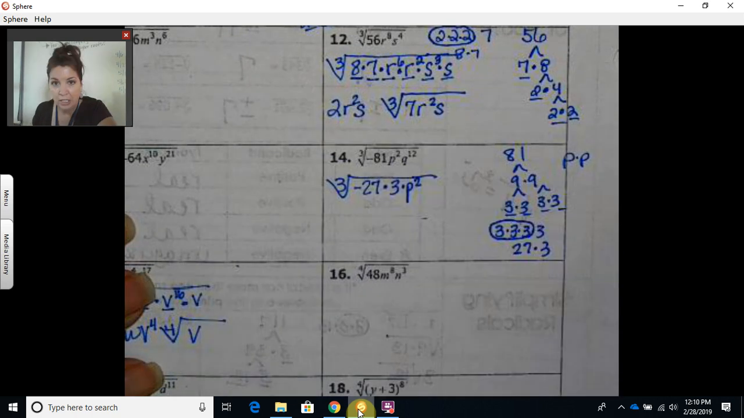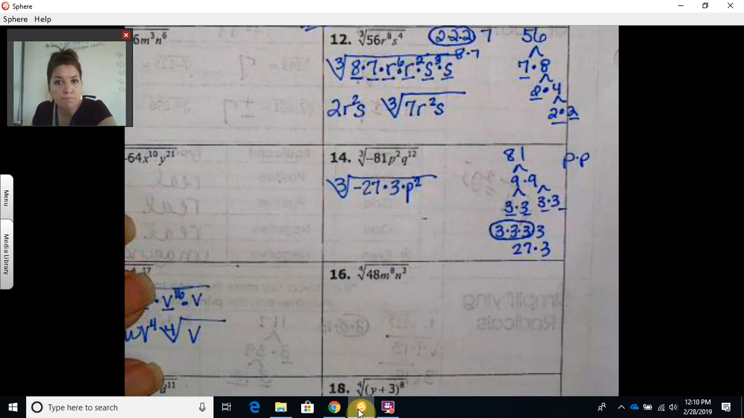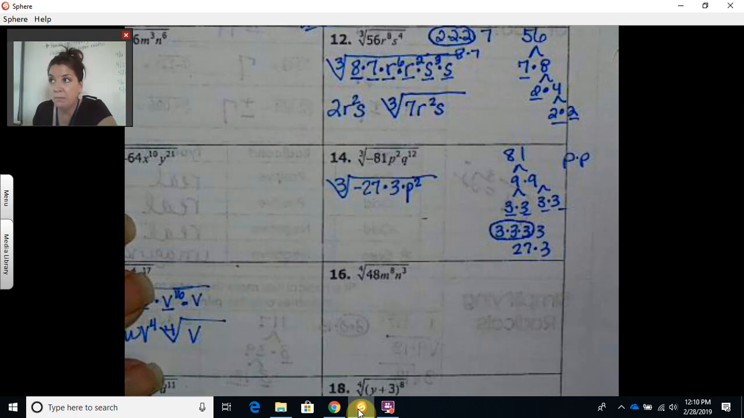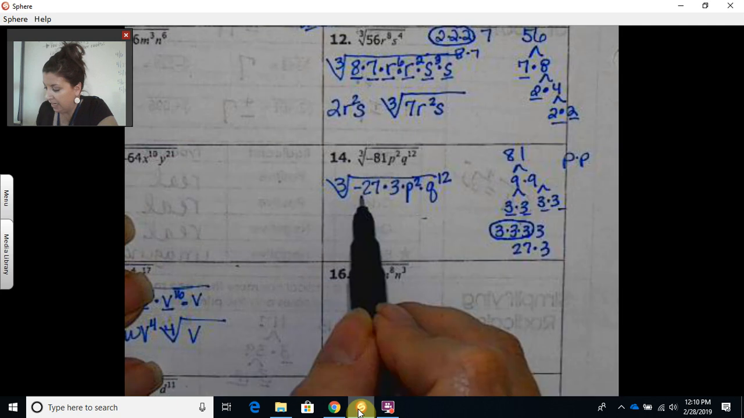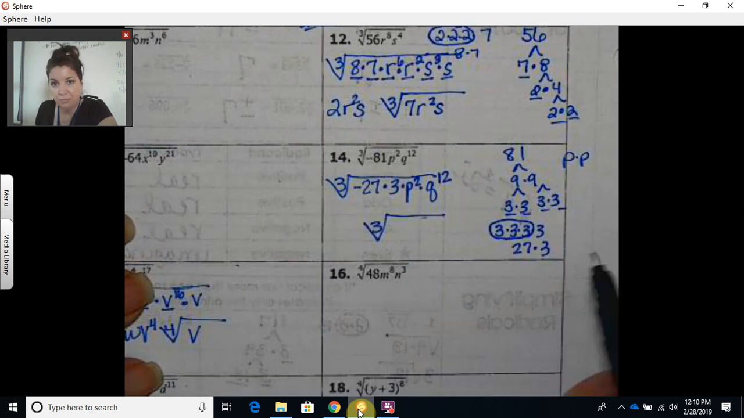How about q to the 12th? Is it a perfect cube? Does it divide by 3 evenly? Yeah, so it's a perfect cube. So I can take the cubed root of that. We can see that everything's not a perfect cube, so we'll still have a radical in the answer.